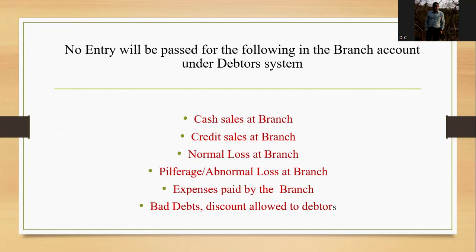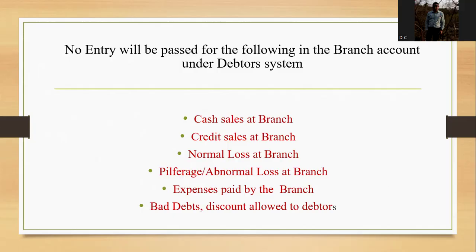There is no treatment of normal loss at the branch. There is no treatment of abnormal loss at the branch. Abnormal loss related to goods, loss by fire, goods stolen, these have no entry in the branch account under the debtor system. Normal loss, anytime there may be a loss while goods are coming from the head office to the branch, there may be leakage or the like. So there is no treatment of normal loss at the branch, because normal loss is adjusted when the goods are sent by the head office to the branch. Abnormal loss, there is no treatment in the branch account. But if there is an insurance claim on the goods loss, then that will appear. That will be discussed in the later slides.